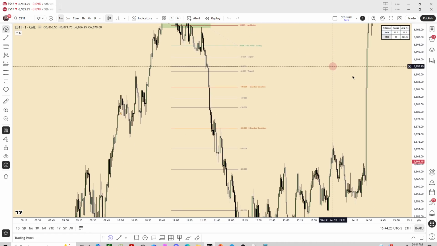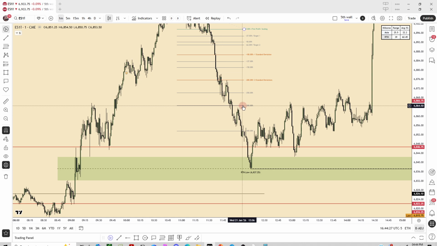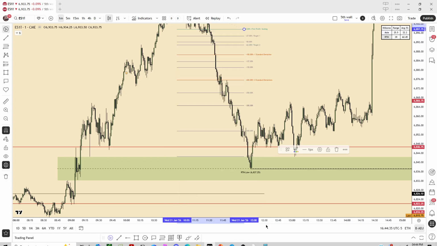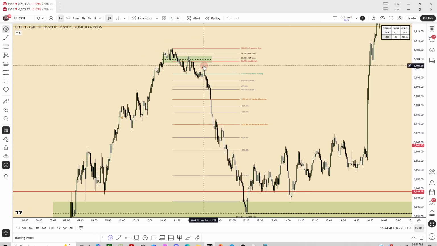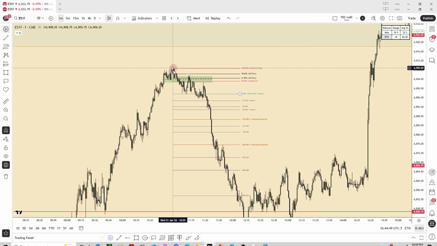61.8, and we had it run. And let's see, 2.5, and that's the 5. So definitely short from here. Another opportunity to short here, and 5 standard deviations of this range, this high to this low, repeated.